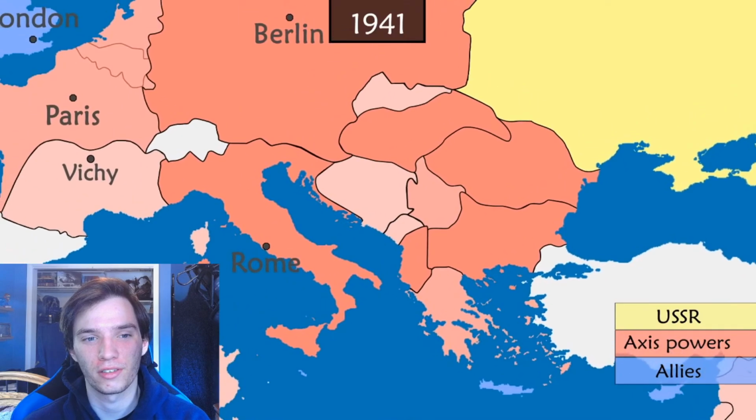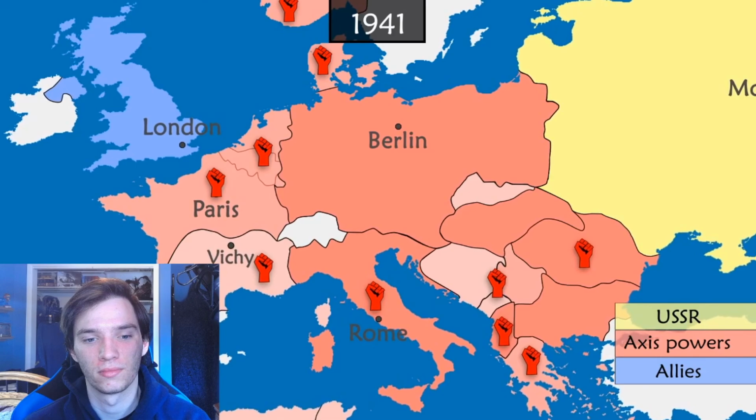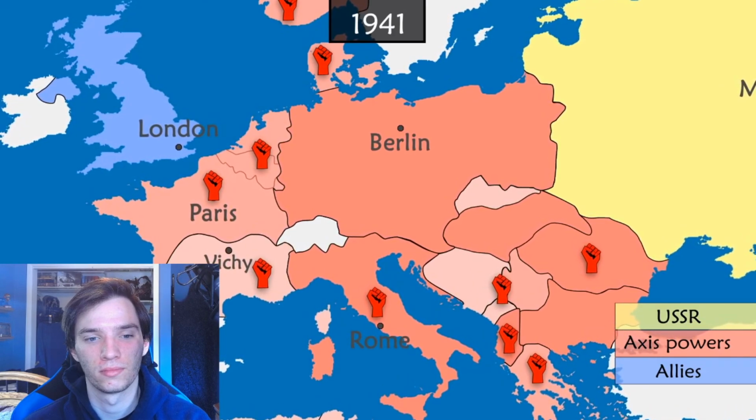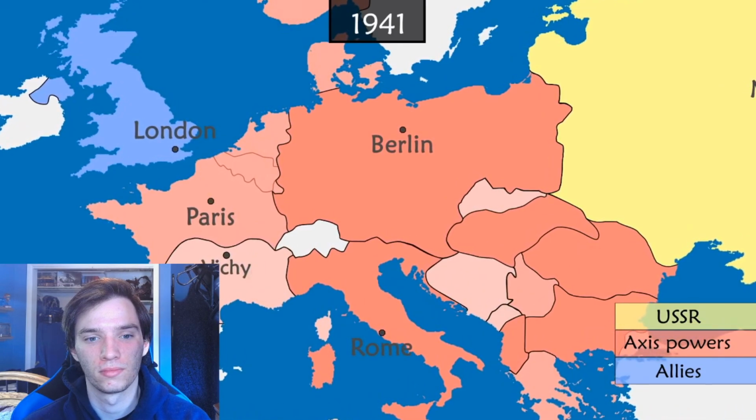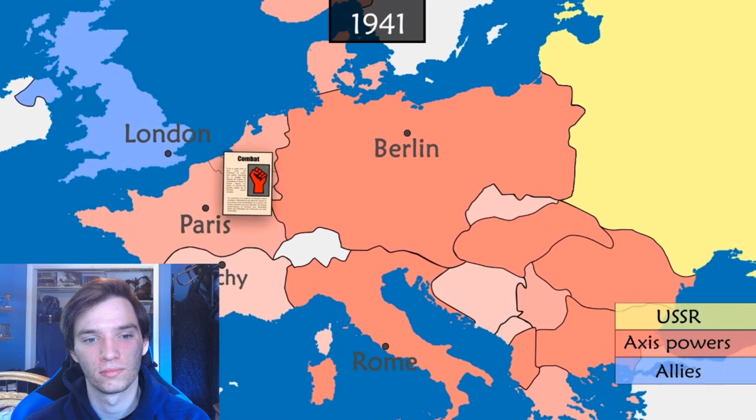Okay, we're into the everywhere resistance. In Europe, the resistance is organized in different forms. Sometimes people organize strikes, demonstrations, or protect wanted persons. Some groups spy for the Allies, conduct sabotage, or print resistance newspapers.